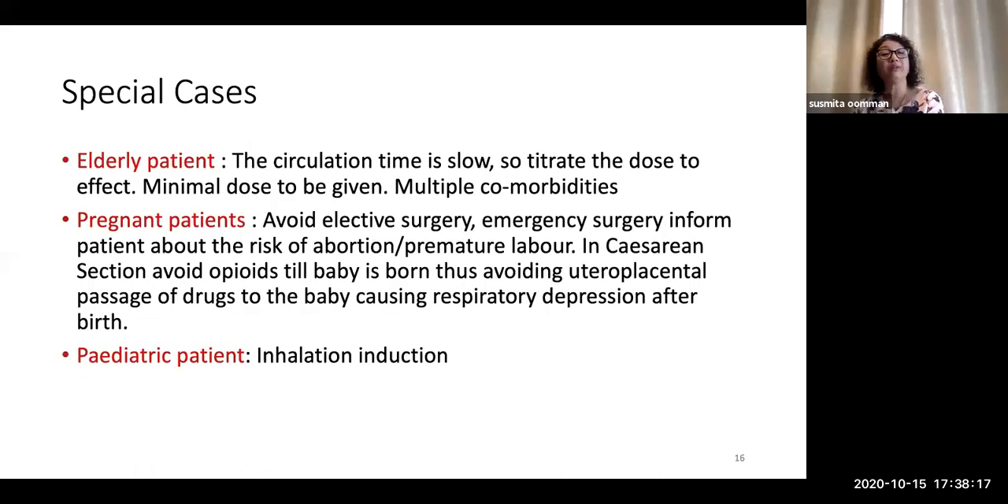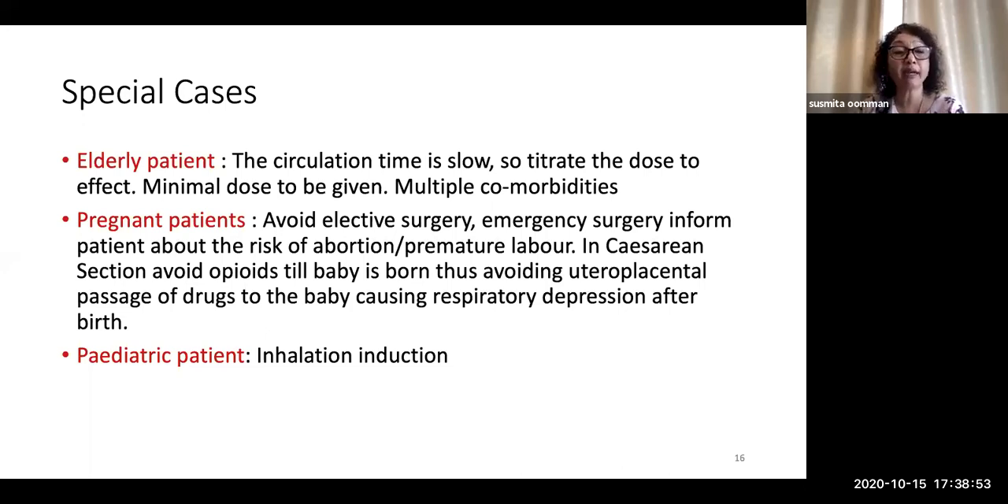Now, we have to consider that we have all sorts of patients, like an elderly patient. These patients have lots of comorbid conditions. They're hypertensive, they've got diabetes, they have other issues, maybe a kidney problem or a liver problem, and we have to keep that in mind. And we also know that the circulation time is slow. So we have to give our agents very slowly for these patients so that we don't overdose them. So you have to be very careful.